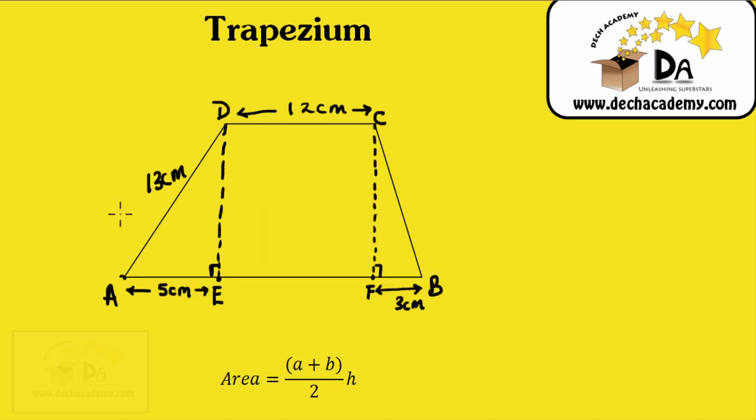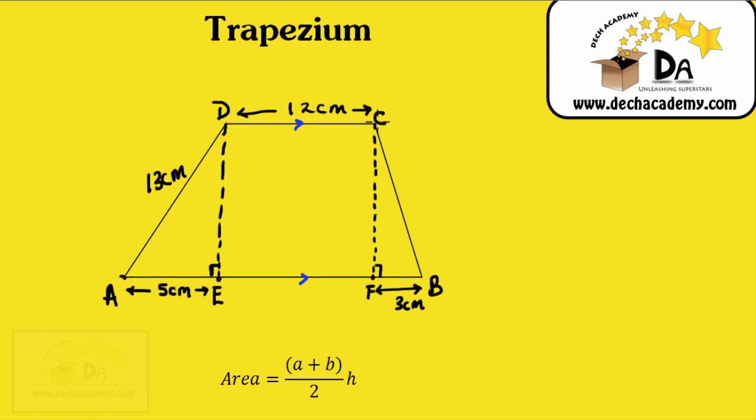Consider this trapezium. Now we're given that the trapezium ABCD, this side AD has a length of 13 centimeters, this side DC has a length of 12 centimeters. You're told that if you draw a vertical line from D to the line AB, it intersects AB at the point E, and the length of AE is 5 centimeters.